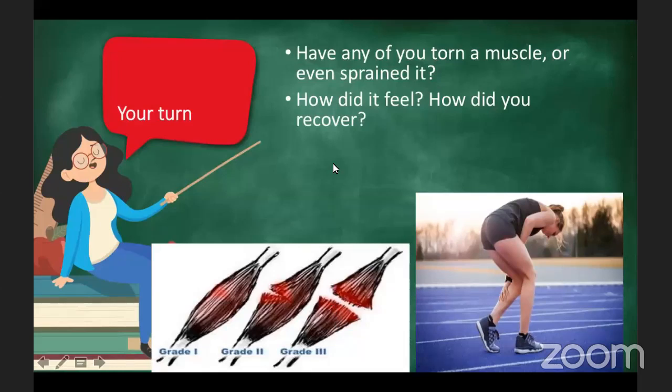Then my next question is, how did it feel, and how did you recover from this experience? Did you continue to train, or did you continue to do your daily activities that caused you to sprain or tear your muscle? Did you continue, or did you stop? How did you recover, and how did you feel? Please type in your chat box.